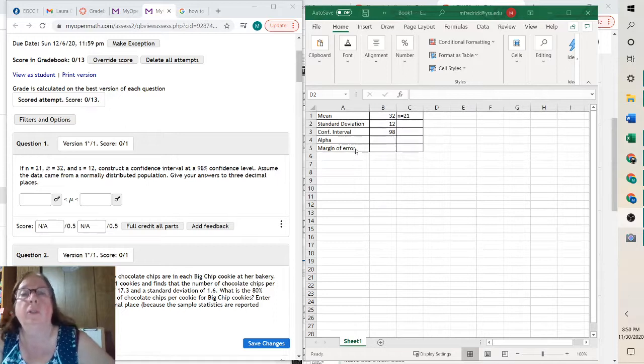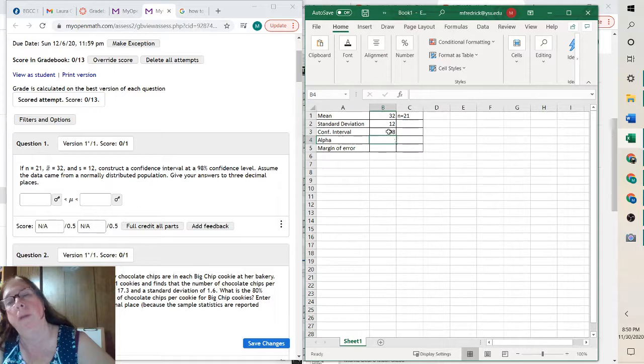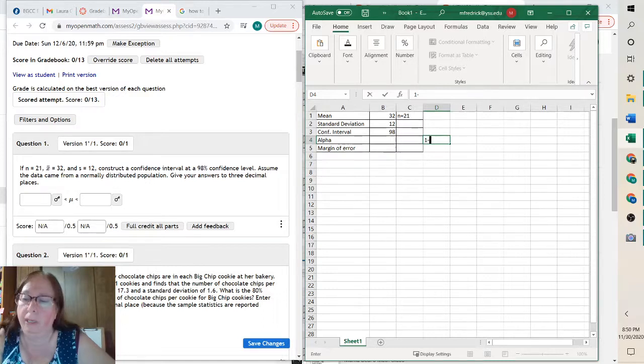Now, in order to find the margin of error, you first need to find alpha. Alpha is 1 minus the 0.98. So it would be 1 minus the confidence interval you're looking for, which is 0.02.